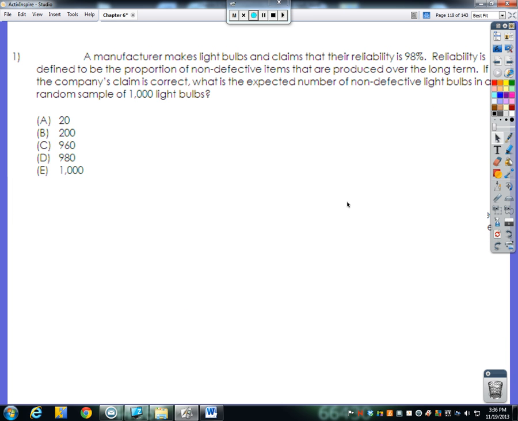Now here's the only other example we're going to look at, and we're done with the video. A manufacturer makes light bulbs and claims that their reliability is 98%. Reliability is defined to be the proportion of non-defective items that are produced over the long term. If the company's claim is correct, what is the expected number of non-defective light bulbs in a random sample of 1,000 light bulbs? So we want to know the expected number. The expected number is the mean, and the mean is, in this case, n times p.